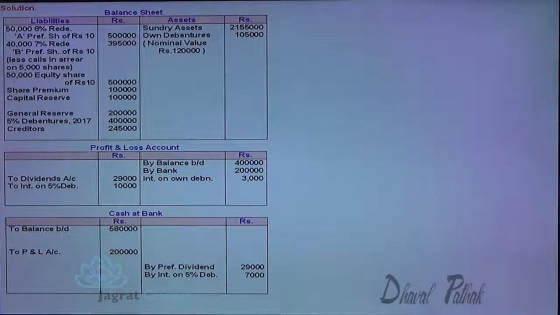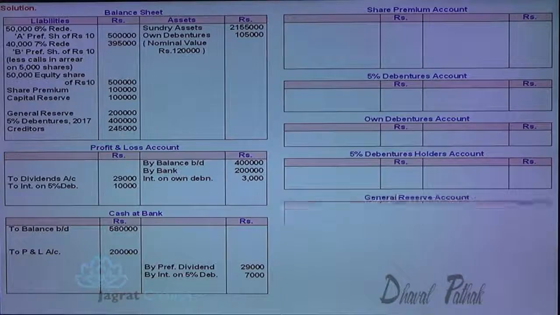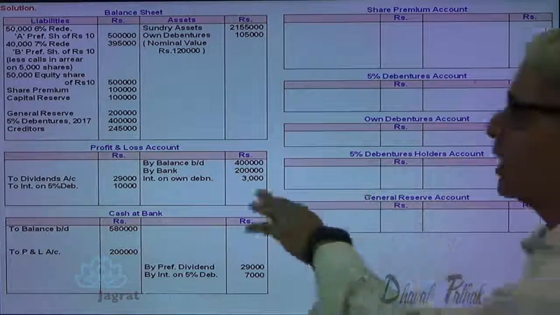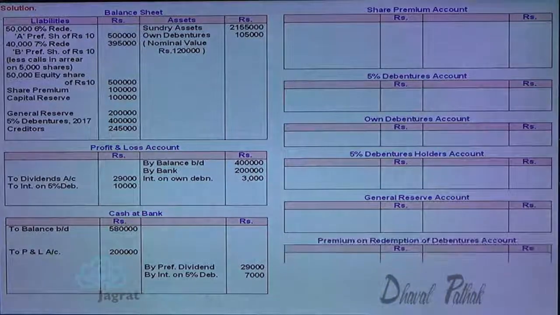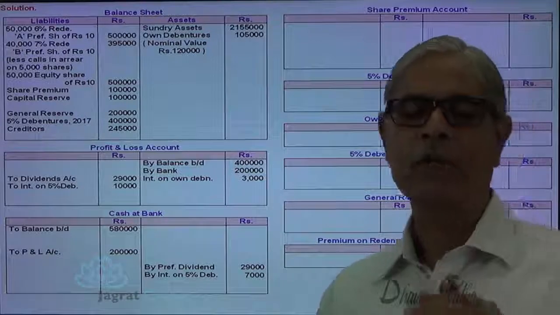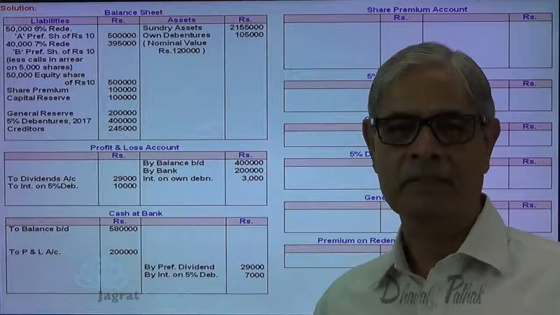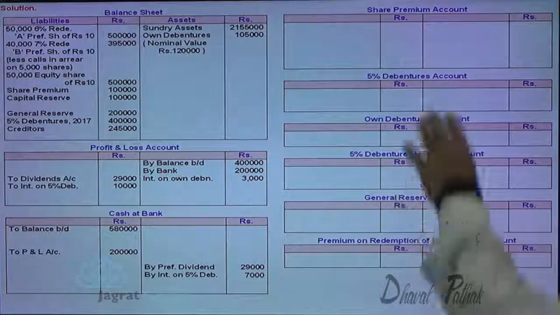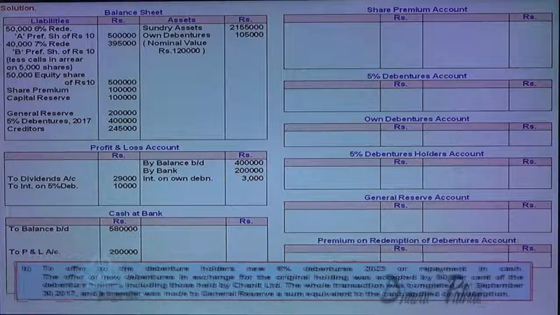Next. Now for next adjustment, I prepare this many accounts because I want to redeem these debentures. 5% debentures are required to be redeemed. So premium on redemption of debentures, general reserve. The extent to which the debentures are paid in cash amount will be transferred from profit and loss account to general reserve as we have read in the sum. So these are the necessary accounts that I have prepared relevant for the second adjustment.